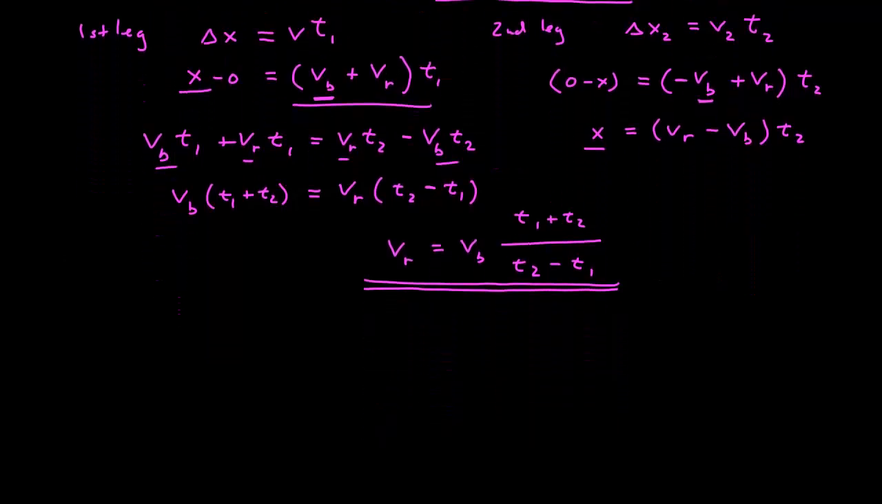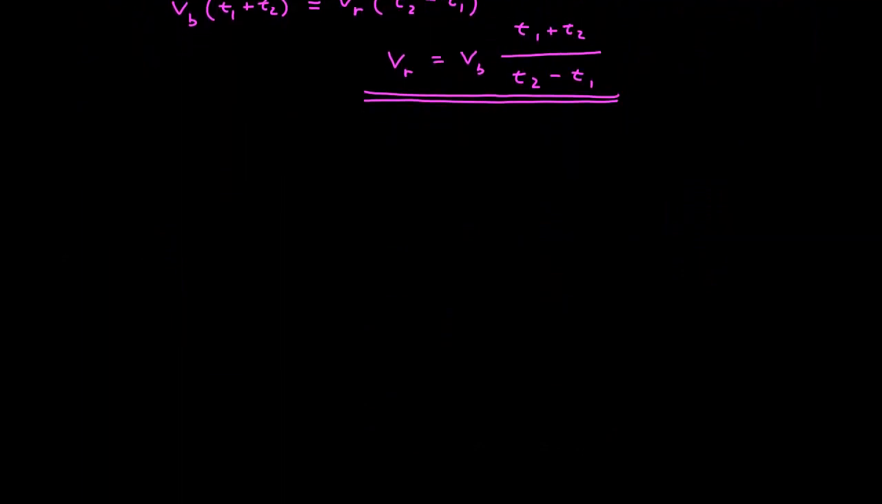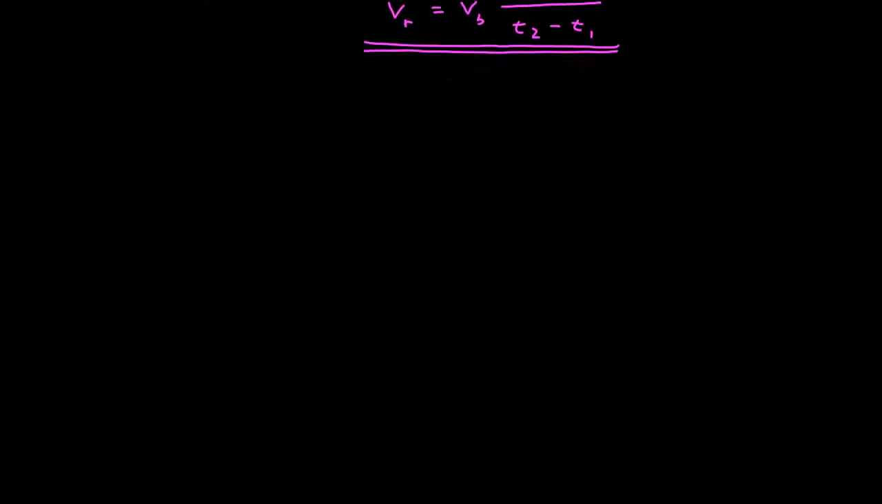Okay, that's a simple one-dimensional example. I'd like to do one more example with relative velocities, only this time in vector form. So let's get our river back here, and my boat.